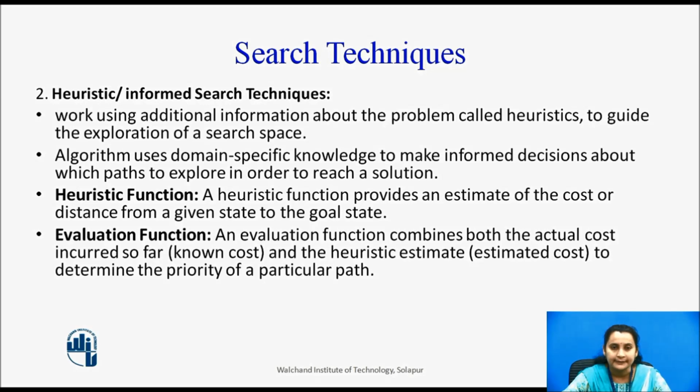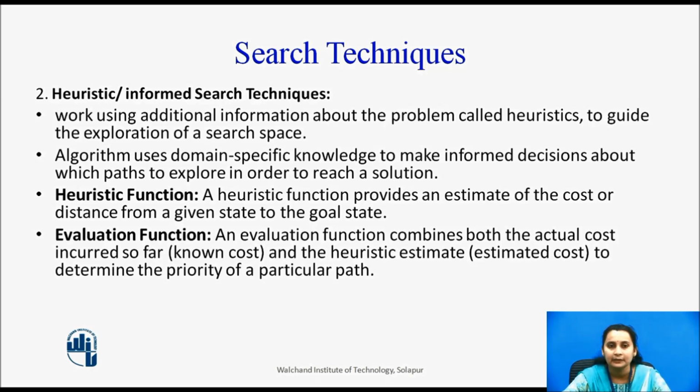So this algorithm uses domain-specific knowledge to make informed decisions about which path to explore in order to reach the solution. As we have seen previously, it blindly searches, traversing by breadth first or depth first, visiting each and every node present in that graph. Suppose that graph contains several nodes, it will visit each and every node until it gets the goal state or until all the nodes are completed.